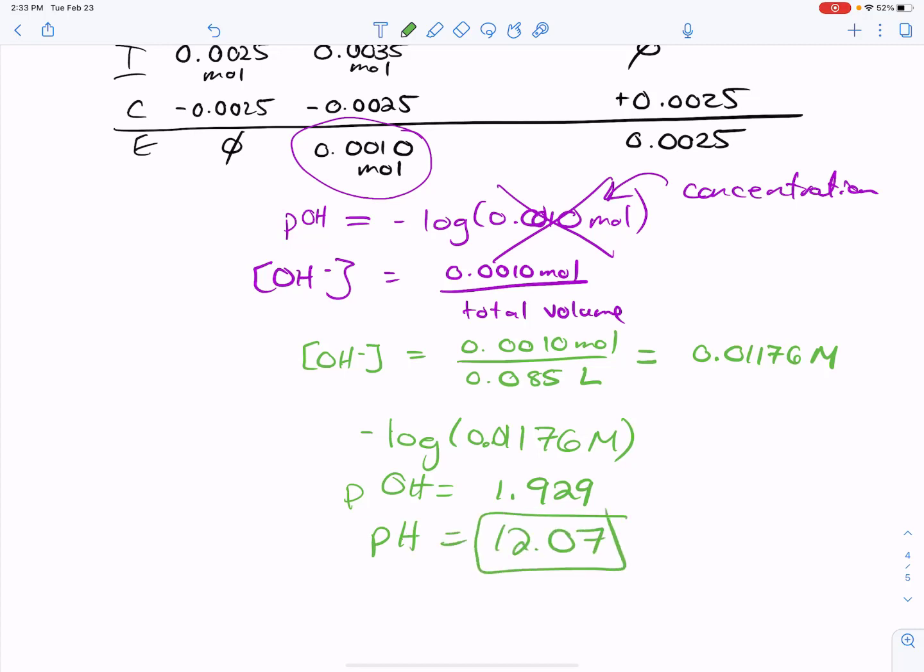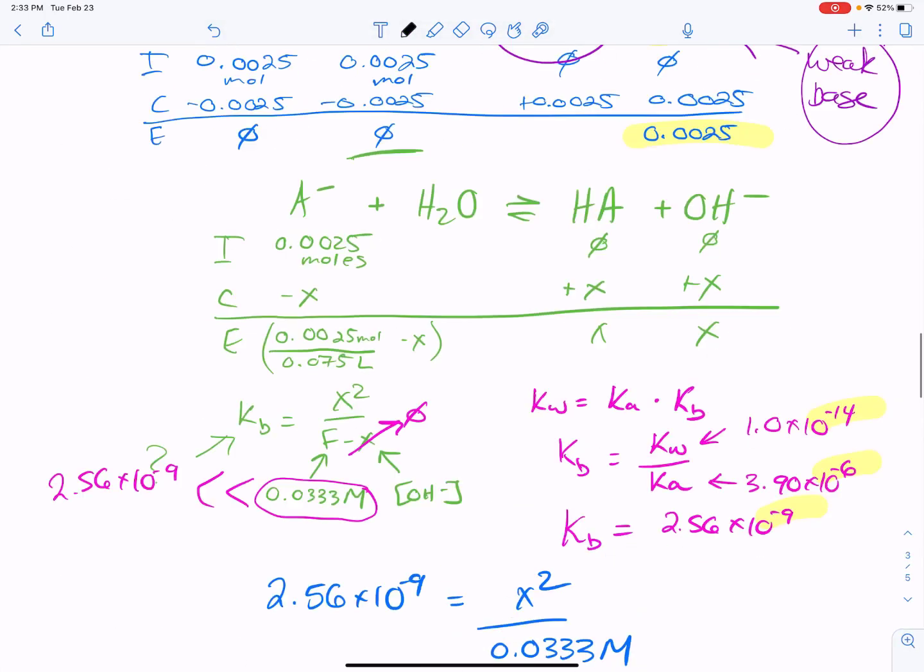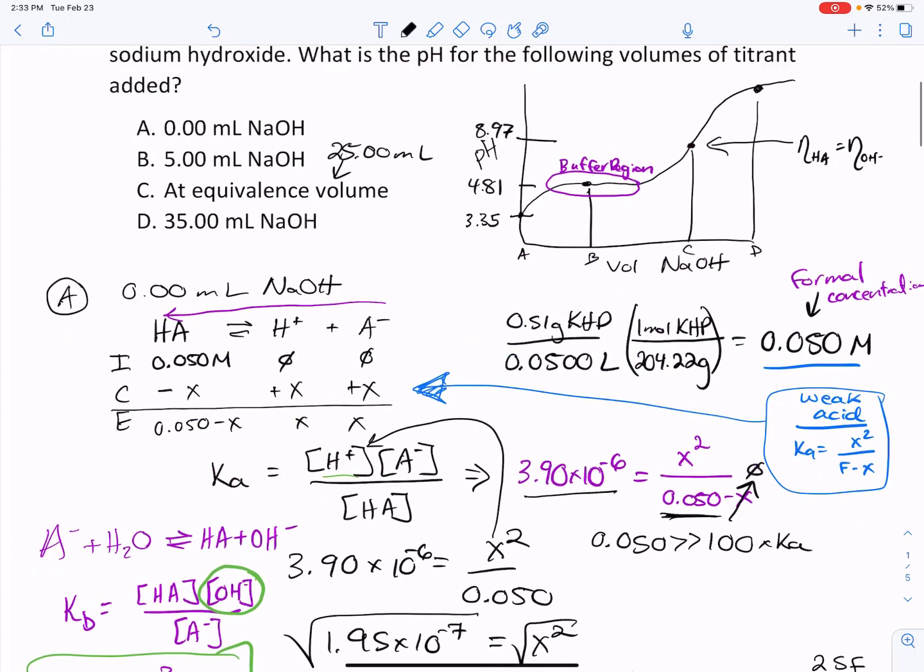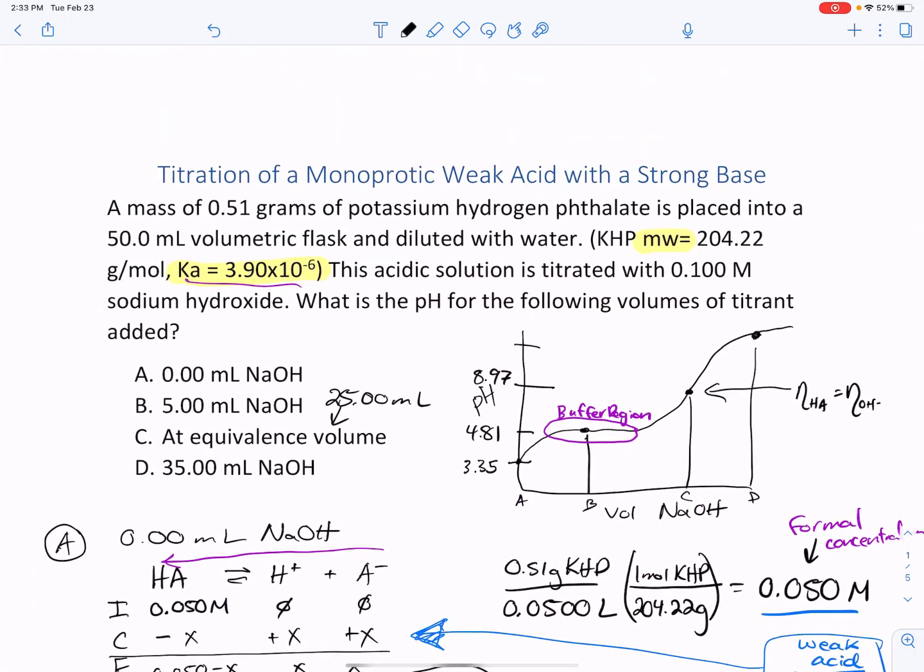12.07. I can go back up to my graph at the beginning and plug that value into the graph and make sure I didn't mess up. Please do this because it will show you when things go wrong. I can see that my pH is steadily increasing with my values as I add in my volume of sodium hydroxide. And with that, you have just completed a complete titration of a monoprotic weak acid with a strong base.